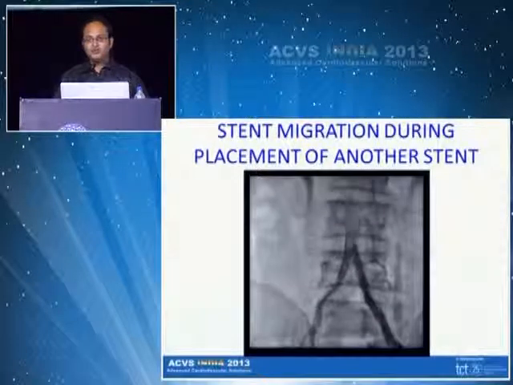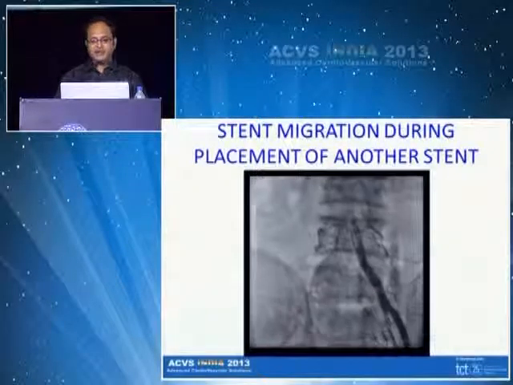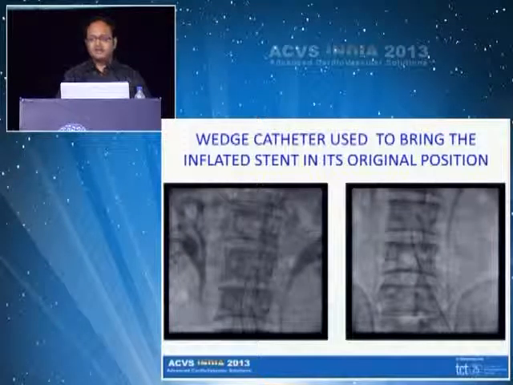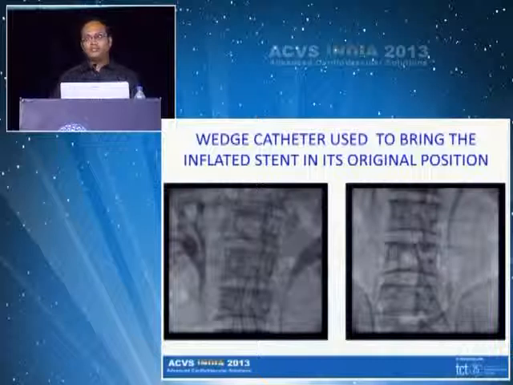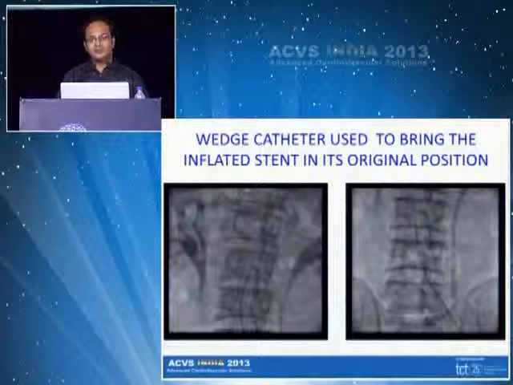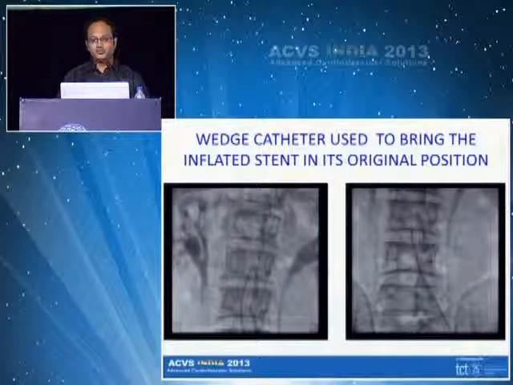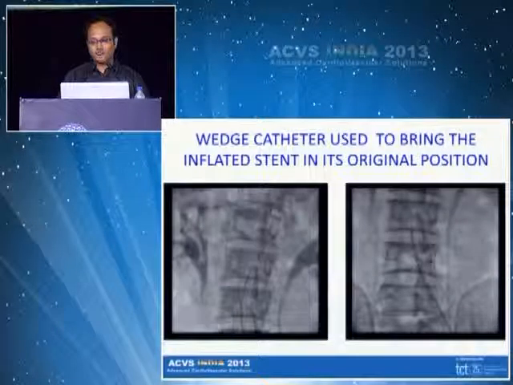This is very unusual for a deployed stent to migrate. It had migrated into the abdominal aorta. And then the options were you can use a snare, you can use an EMB forceps, but then we had a wedge catheter which we used to bring the stent back to its original position.